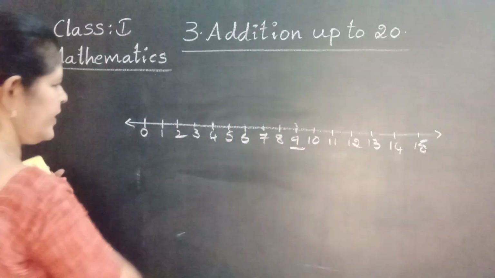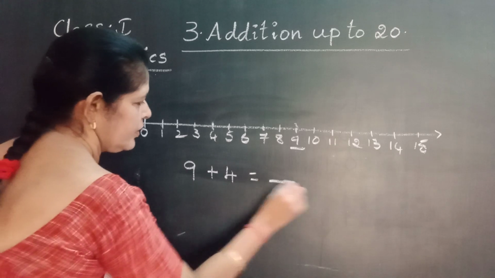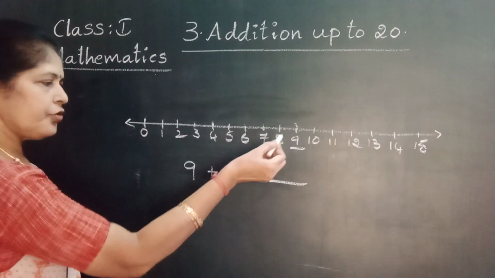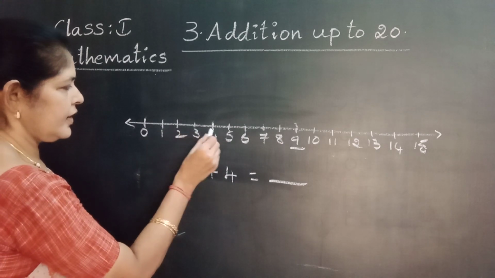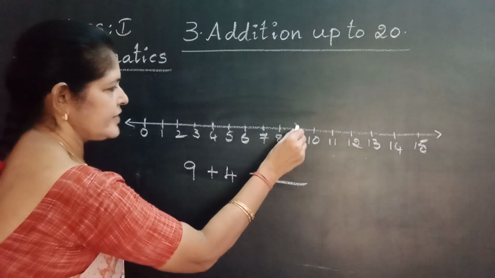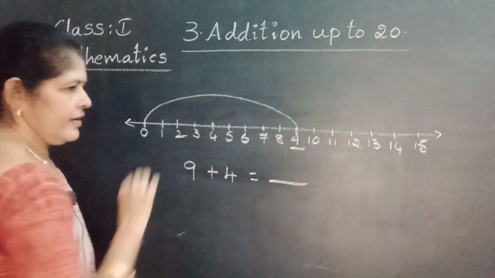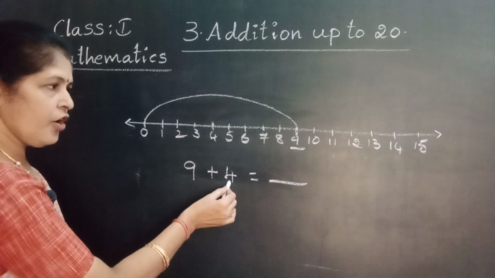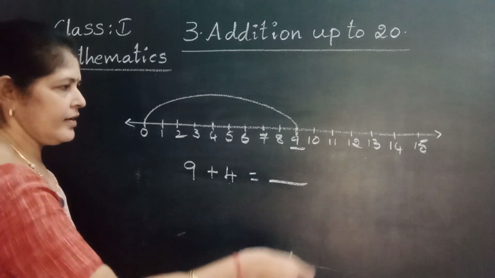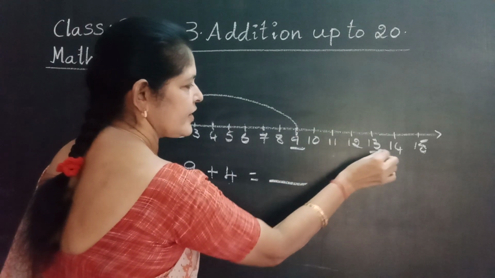Ready, my dear children? Come on. 9 plus 4. Start from 0. Go to 9. 1, 2, 3, 4, 5, 6, 7, 8, 9. Here is 9. Make a line. Now the second number is 4. Now next steps. 4 steps after 9. 1, 2, 3, 4. We get 13.